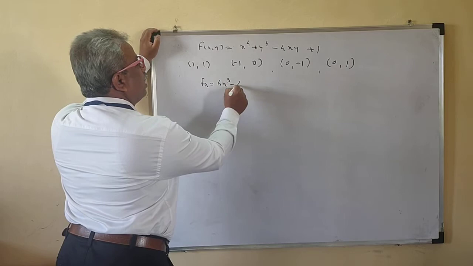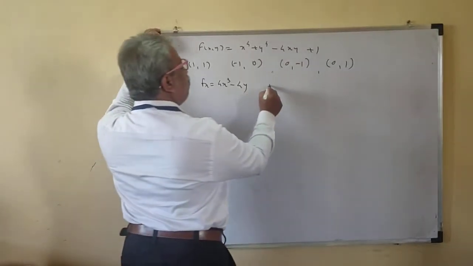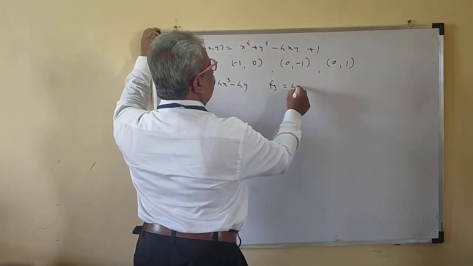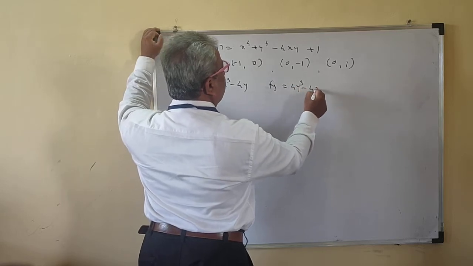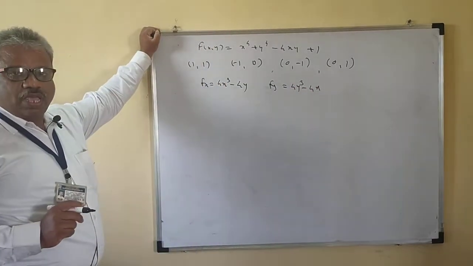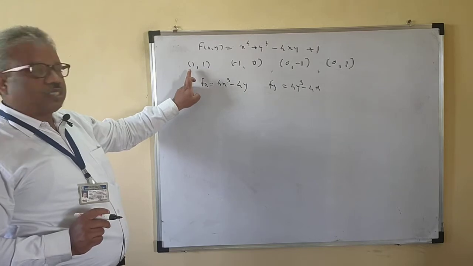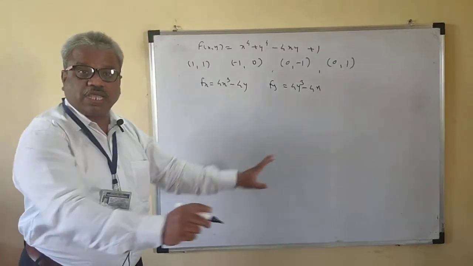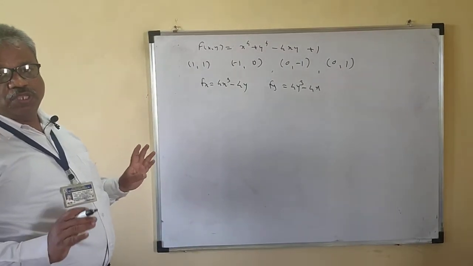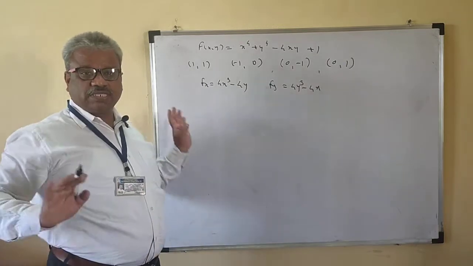4x cube minus 4y. You have to find fy. Fy is 4y cube minus 4x. Okay, so what you have to do is only check which point satisfies both the equations simultaneously.